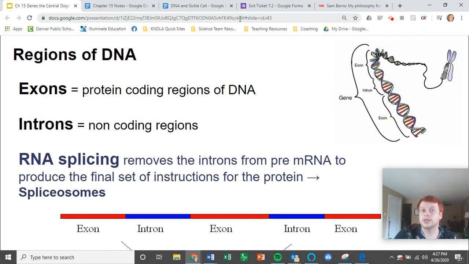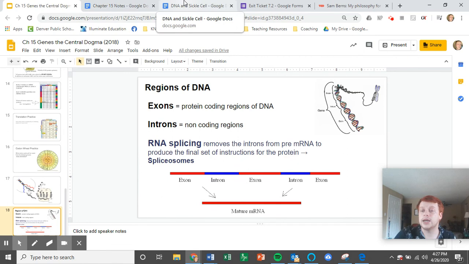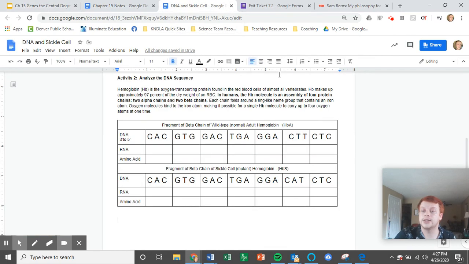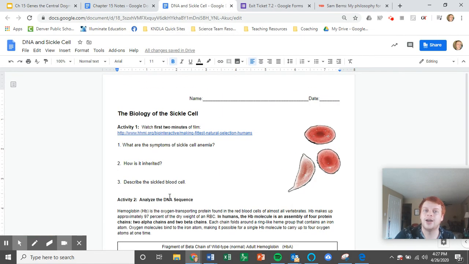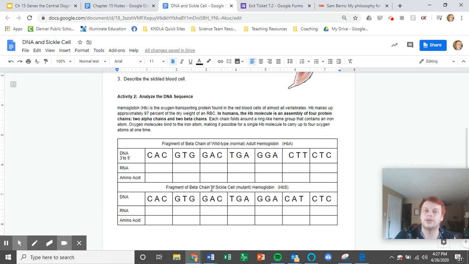This is where your notes stop. You can, if you understood everything from class today, stop watching now. But if not, I'm going to walk you through how to do this first part right here on activity 2 in your independent practice. So in this one, it's giving us our DNA, and we have to convert it to RNA.